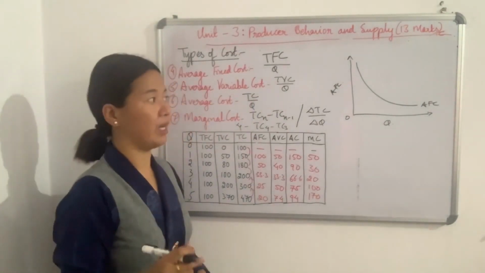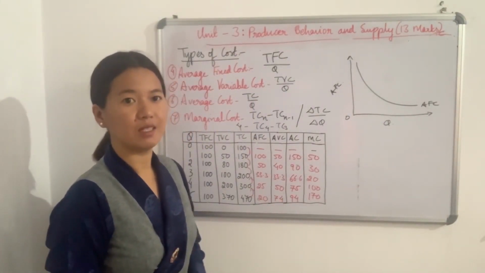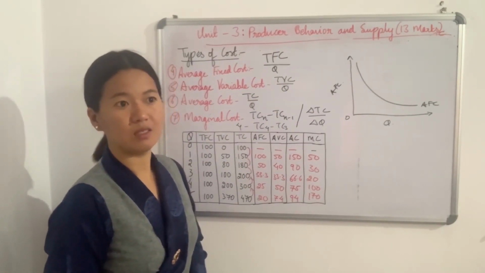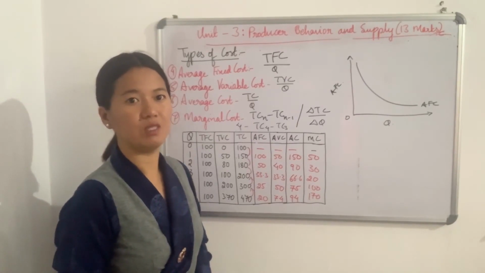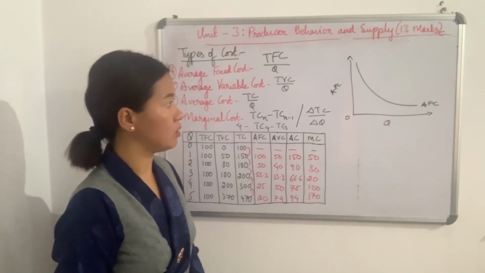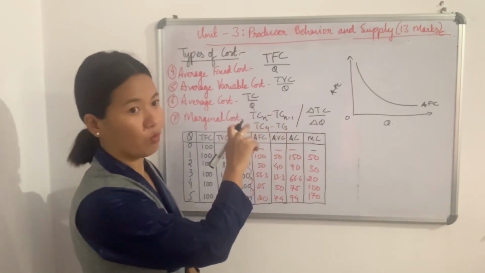What we have to keep in mind is that the average fixed cost will never intersect the x-axis or y-axis, since there will always be total fixed cost. So the average fixed cost will never be 0, it will be positive numbers. So AFC will never intersect either the x-axis or the y-axis.